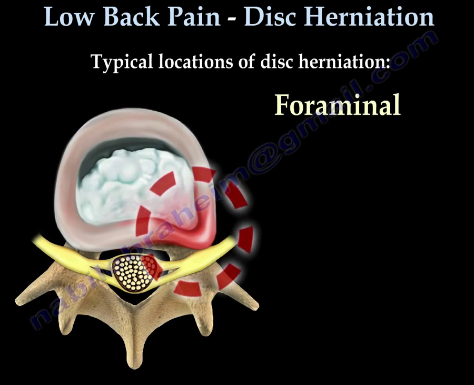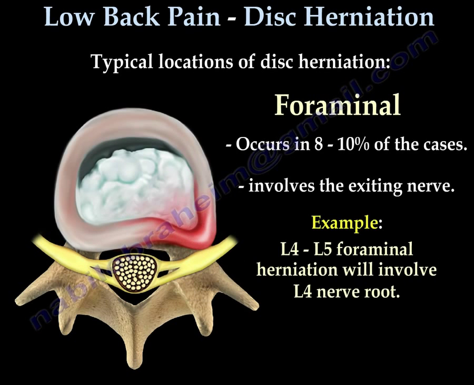Foraminal. It occurs in about 8 to 10% of all cases. It involves the exiting nerve. For example, L4-L5 foraminal herniation will involve the L4 nerve root.